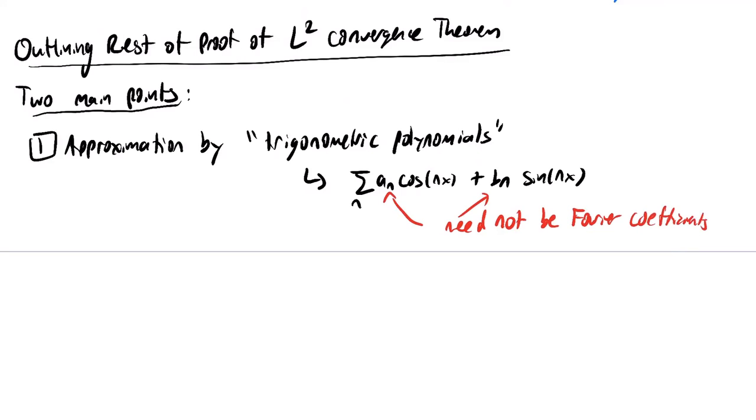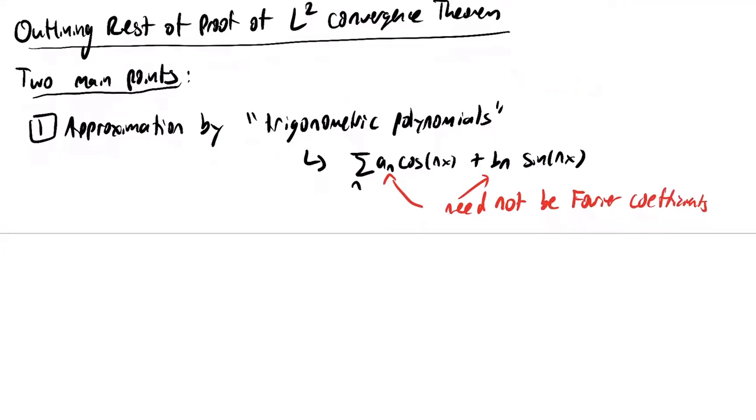Right, and so why are we thinking of these as polynomials? Well, you could think of it as powers of cosine, like say cosine to the power of n. But by Euler's identity, you can relate powers of cosines and sines to just cosine of nx and sine of nx and so on.